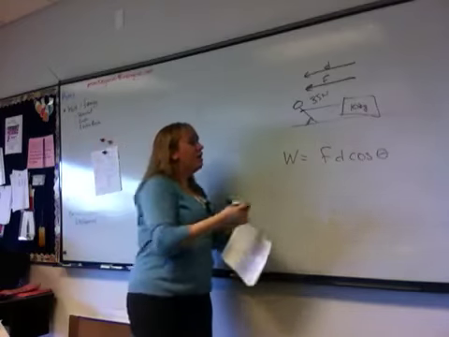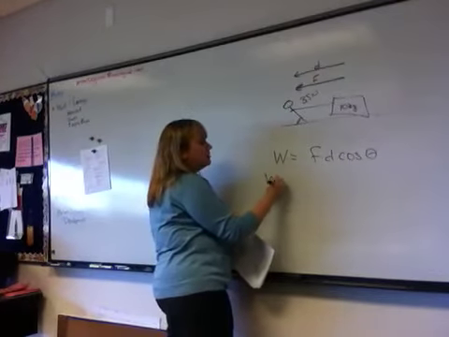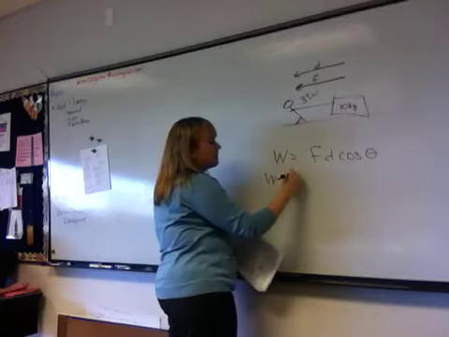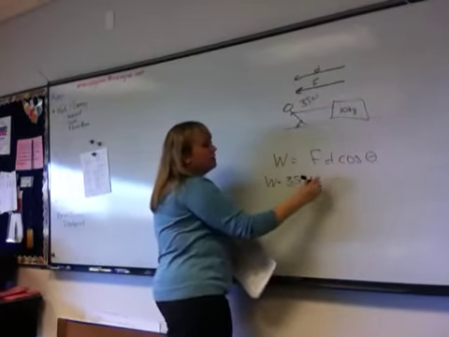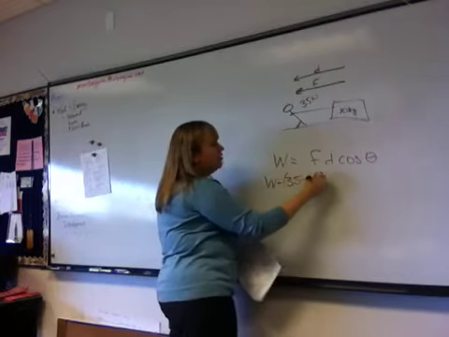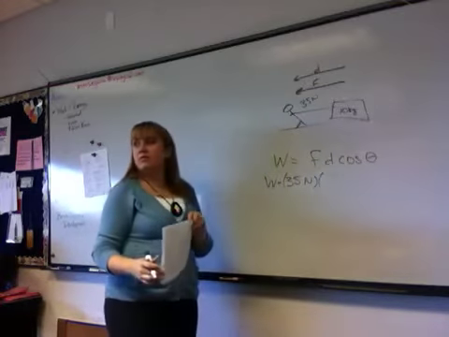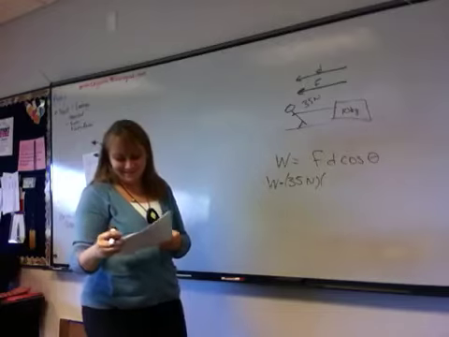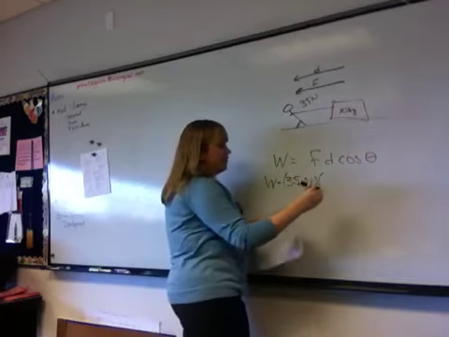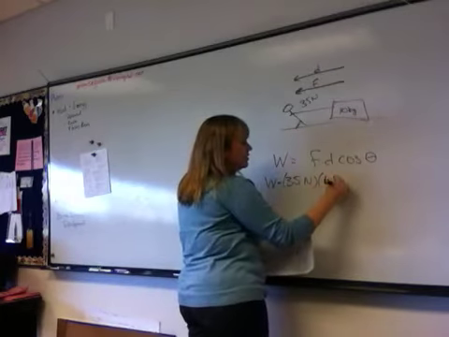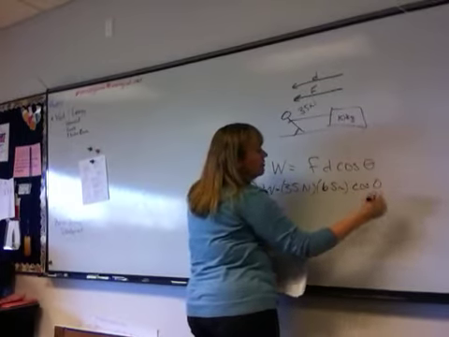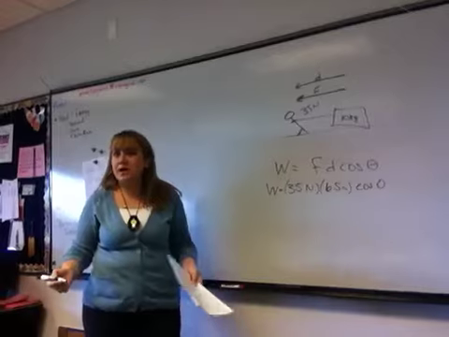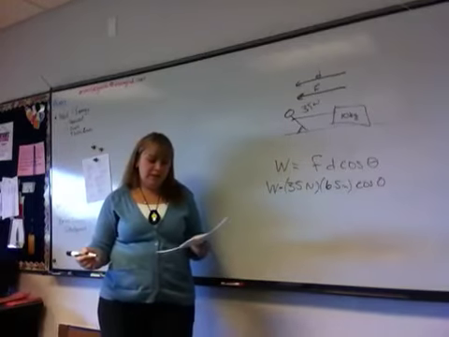So what's the force being applied to the box? 35 newtons. How far did the box go? It traveled 6.5 meters. And then technically we would take the cosine of 0, which is equal to 1. And so when you plug that into your calculator, what do you get?